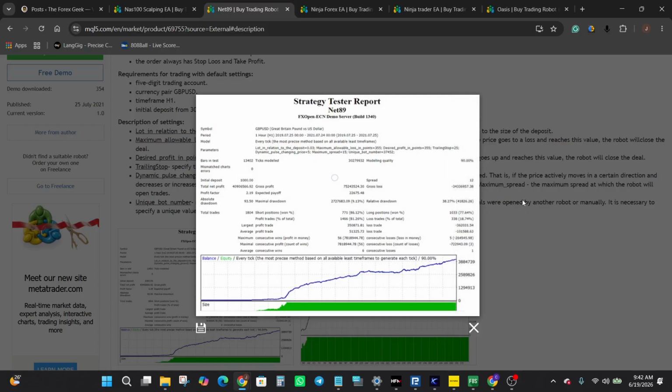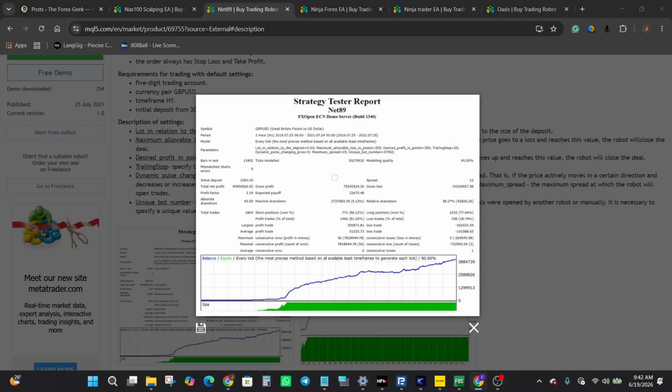When assessing any automated strategy, I always prefer reviewing longer testing periods because they generally provide a broader and more reliable perspective than shorter test samples. All right, so looking at the provided report here, I can see that GBPUSD 1 hour are the symbol and periods in which the Net89 EA was tested on, the $1,000 initial deposit, and the total net profit was over $40.9 million.